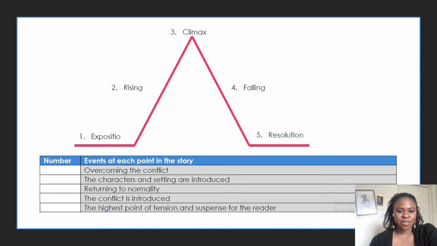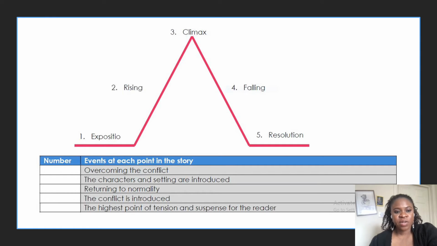Anyway, because you're not here to give me a response, I'm going to start from exposition. Exposition, number one, which is usually the beginning of a story, is where the characters and the setting are introduced. So that's the beginning of the story where we get into it. The rising action is when the conflict is introduced. Now we realize what's going on in the story. Something is going wrong, and that's the rising action.